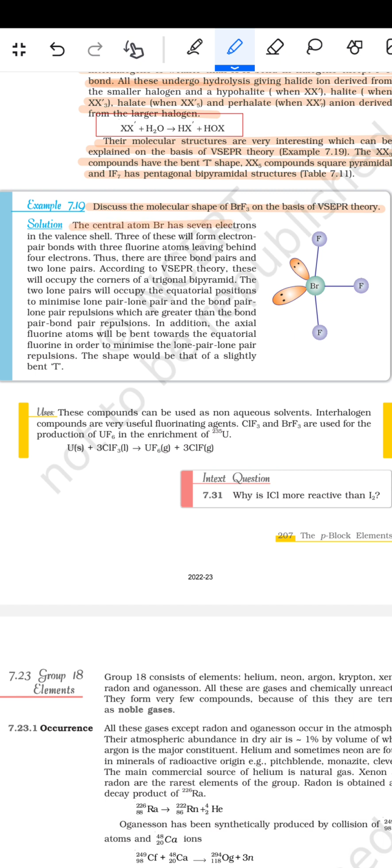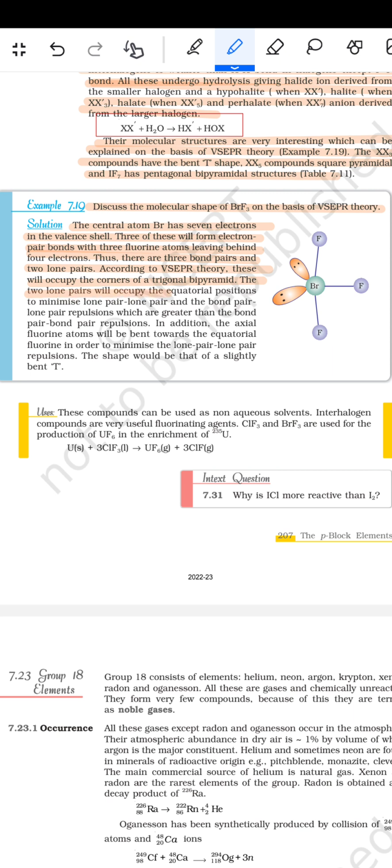The central atom Br has 7 electrons in the valence shell. 3 of these will form electron pair bonds with the 3 fluorine atoms, leaving behind 4 electrons. Thus, there are 3 bond pairs and 2 lone pairs. According to VSEPR theory, these will occupy the corners of a trigonal bipyramid.